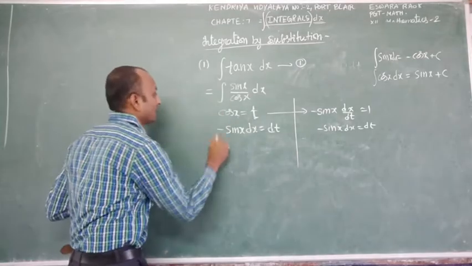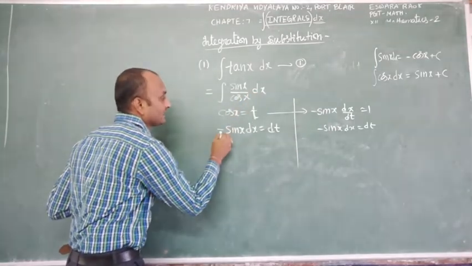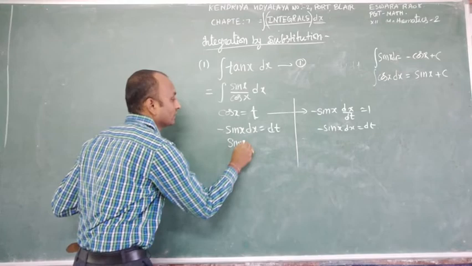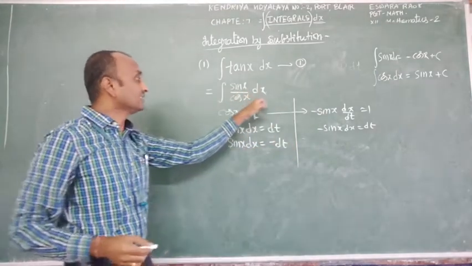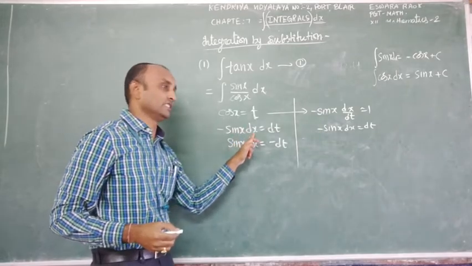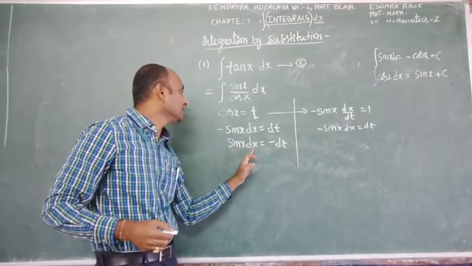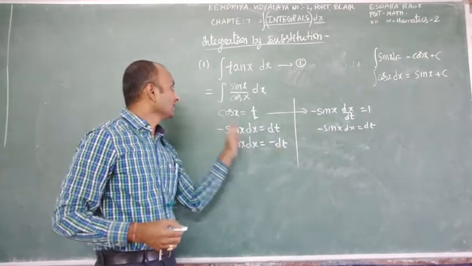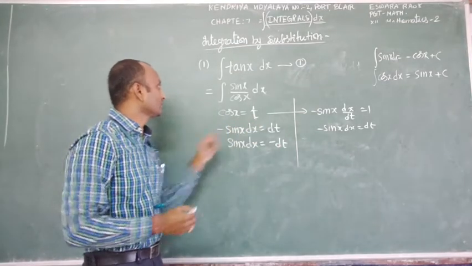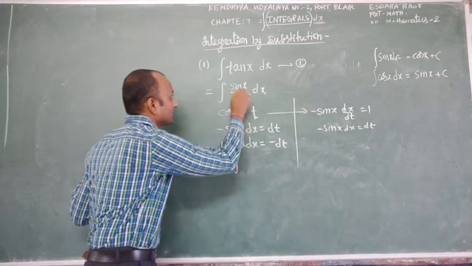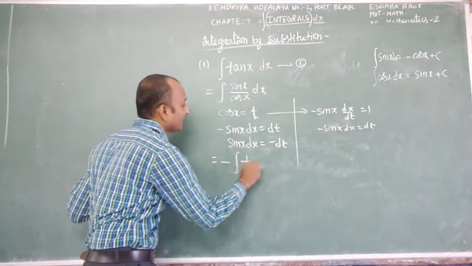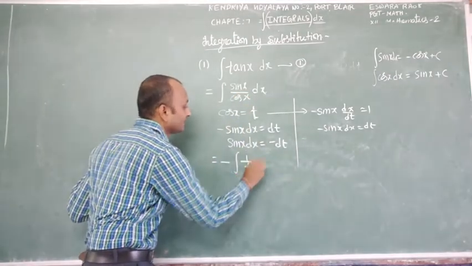So now what will happen? But I have sin x dx, minus is not there. Multiply minus on both sides. Because the minus is not there, it is sin x into dx, it is minus sin x into dx. So plus sin x into dx is substituted by minus dt, and cos x is substituted by t. See, this one will happen: minus, which is sin x dx, and 1 by cos x is what? It is 1 by t dt.